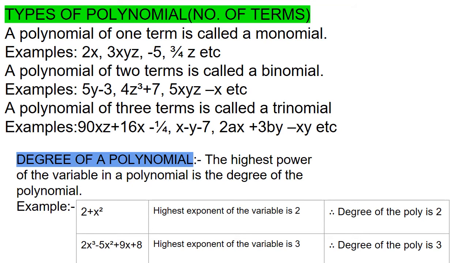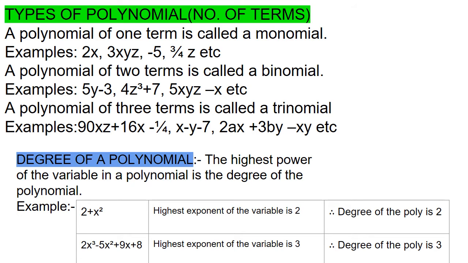5xyz minus x, etc. These all are binomials. And a polynomial of three terms is called a trinomial. For example, here 90xz plus 16x minus 1 by 4. Here three terms are there. What are the three terms? 90xz is the first term in this expression, 16x is the second term, minus 1 by 4 is the third term. So the combination of three terms is here.